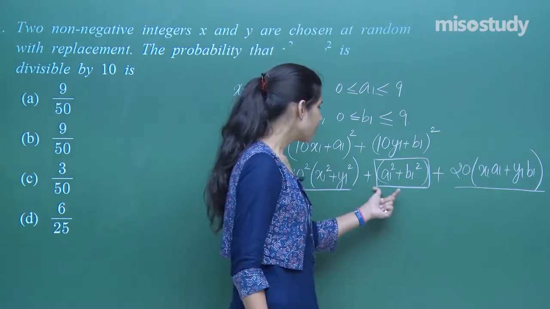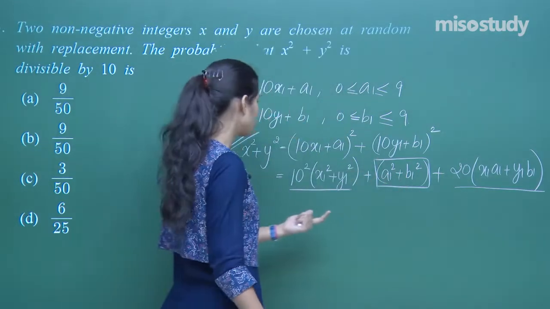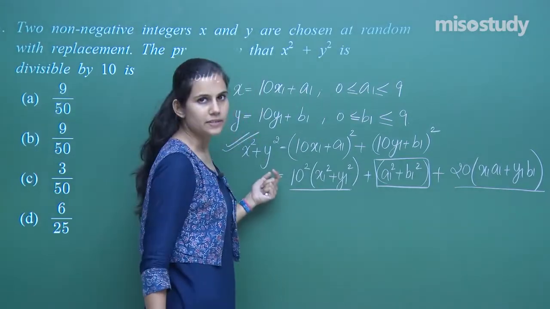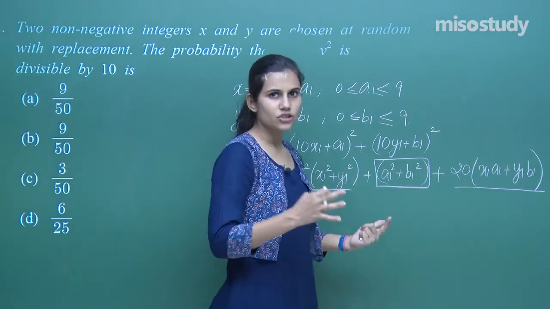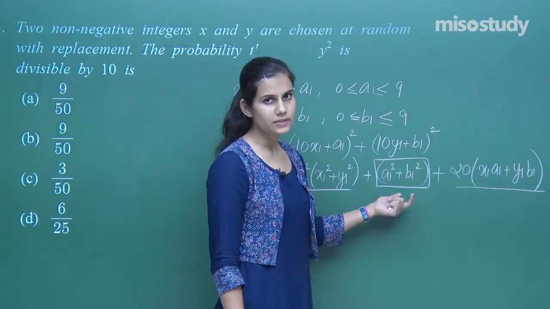So, what is the probability that a1 square plus b1 square is divisible by 10? Then I can say that is the same probability as x square plus y square being divisible by 10. So, now the motive has changed. Now our motive has shifted to finding the probability that a1 square plus b1 square is divisible by 10.